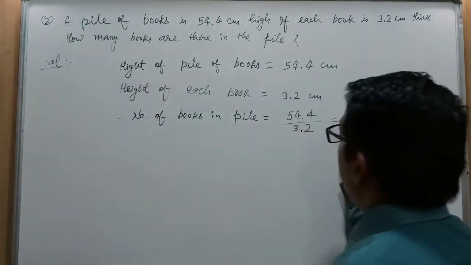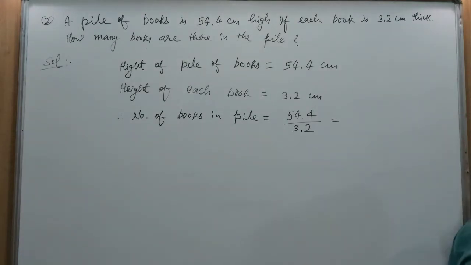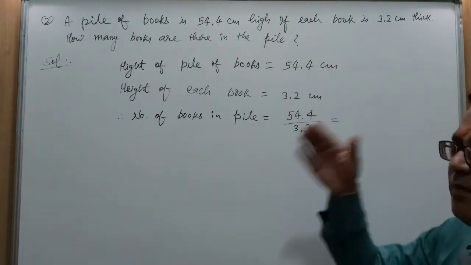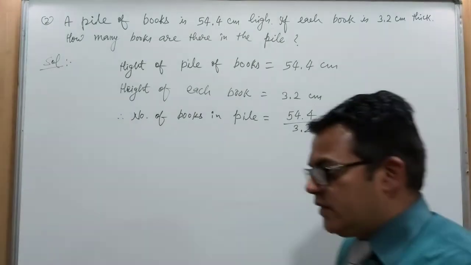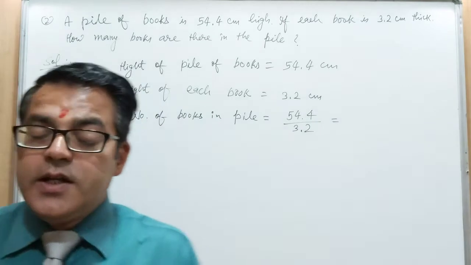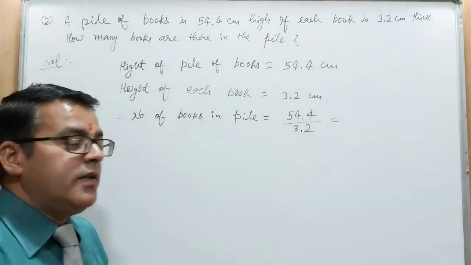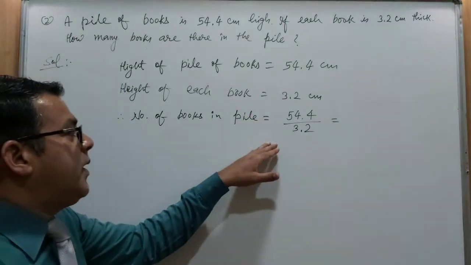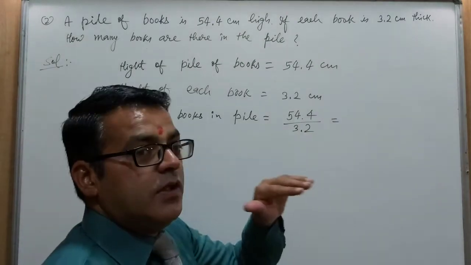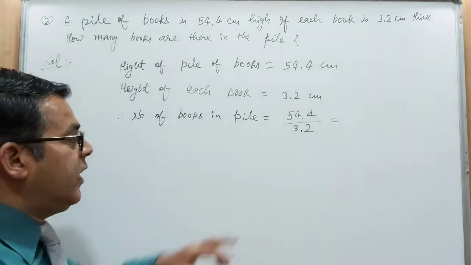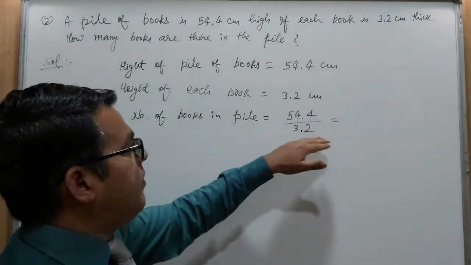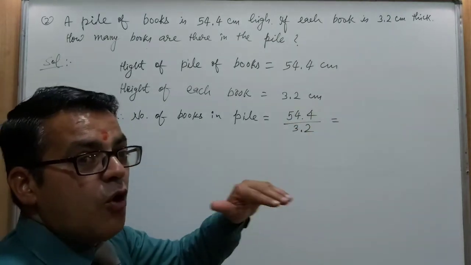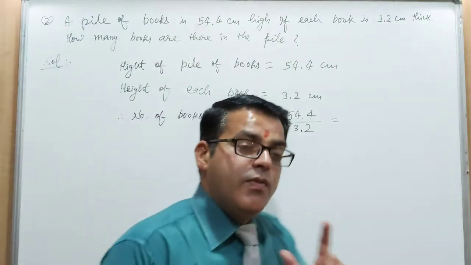Now you can see what concept we are using here. Now we are dividing a decimal number by a decimal number, and in my previous video we also discussed that we can only divide a decimal number by a number which does not have a decimal point. Since 3.2 is the divisor, and 54.4 is the dividend, the divisor should not have a decimal point. This is a very important thing.